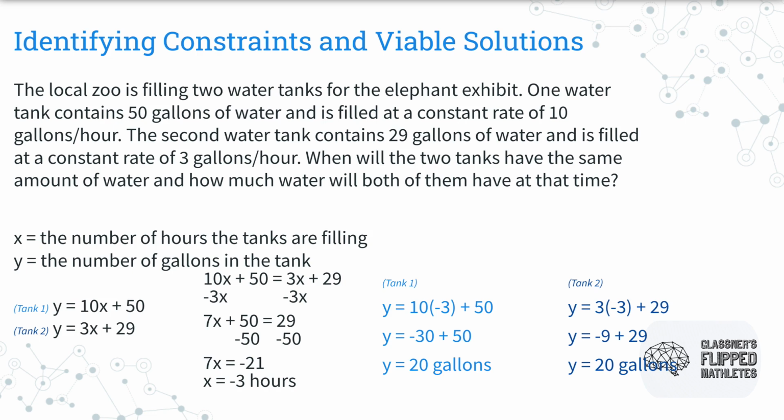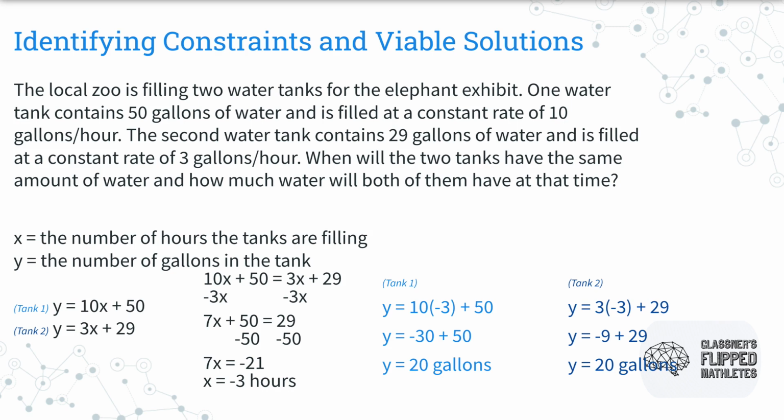Well, if we change the hoses that are filling up the tanks, let's say tank 2 is getting 29 gallons to start, but it's filling up 10 gallons every hour, while tank 1 had 50 to start, but was only filling up 3 every hour, then at some point we would have it. But these two lines will intersect at -3, 20.